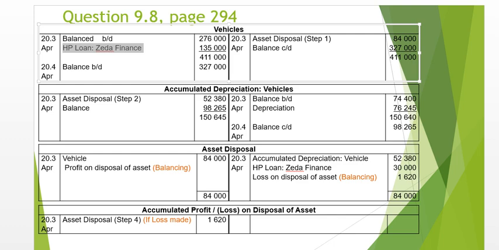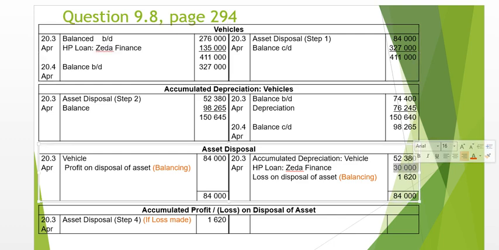But we also need to record how we dispose of this vehicle. We disposed of this vehicle by trading it in, and we got 30,000 Rand from this trade-in. So we will then credit 30,000 Rand on the 1st of April 2003, and that relates to our hire purchase loan on Zeta Finance account. Okay, that's step 3.